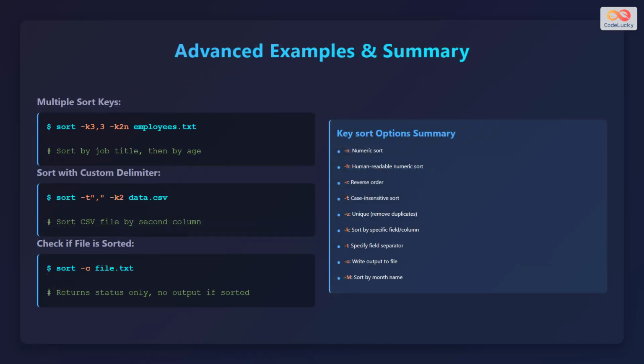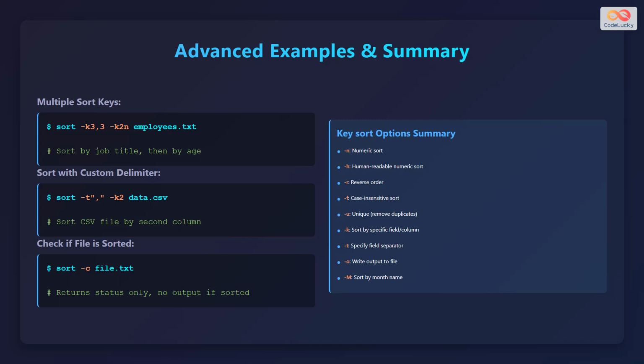For multiple sort keys, use the command sort -k3 -k2n employees.txt. This sorts by job title, then by age. To sort with a custom delimiter, use the command sort -t, -k2 data.csv. This sorts a CSV file by the second column. To check if a file is sorted, use the command sort -c file.txt, which returns the status only, with no output if sorted.